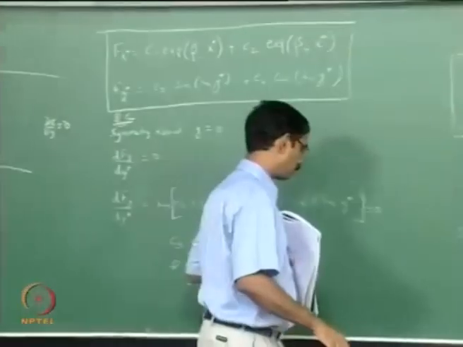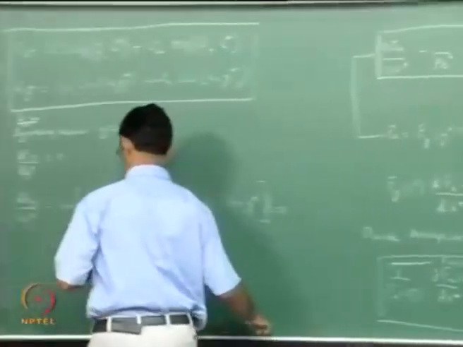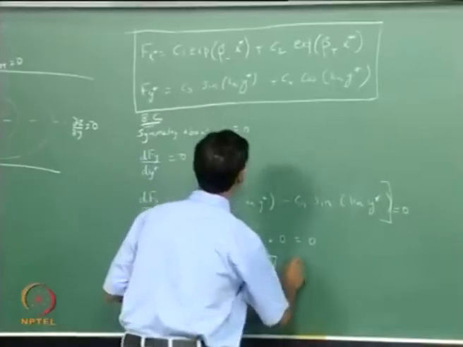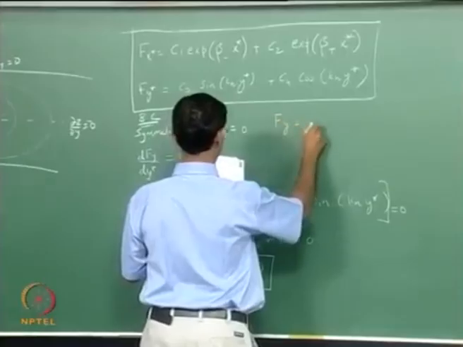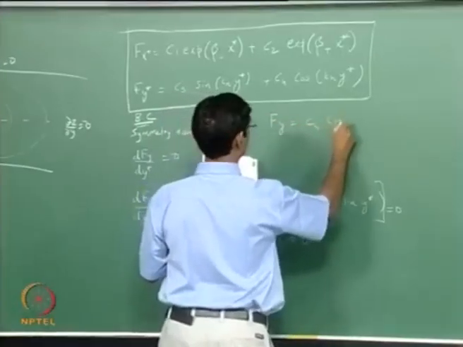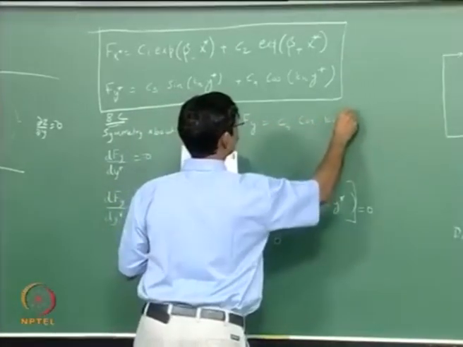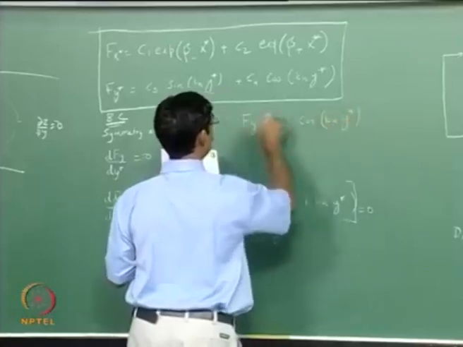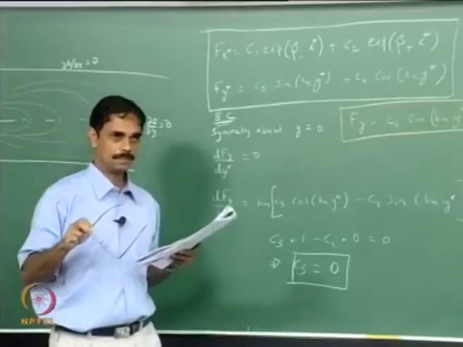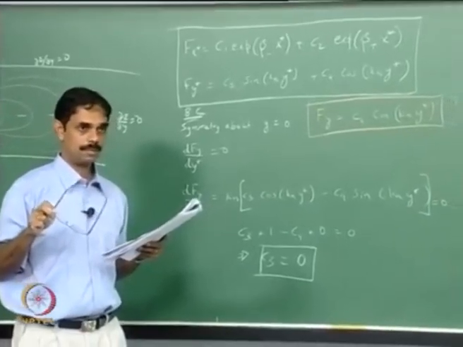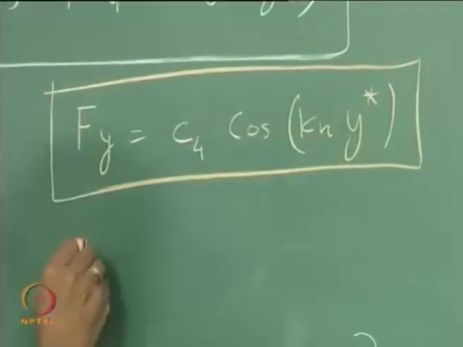And so, we can write here now Fy equal to C4 cos Kn y star. So our solution is in terms of y star. That means what was y star? y by W2. So we have to remember.